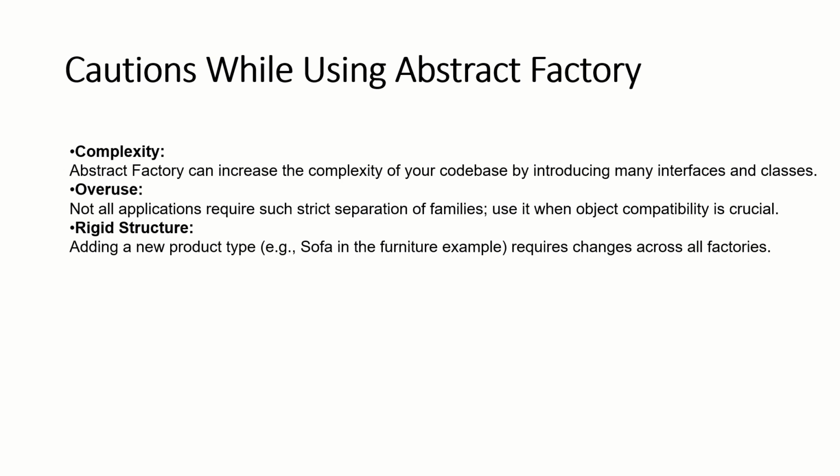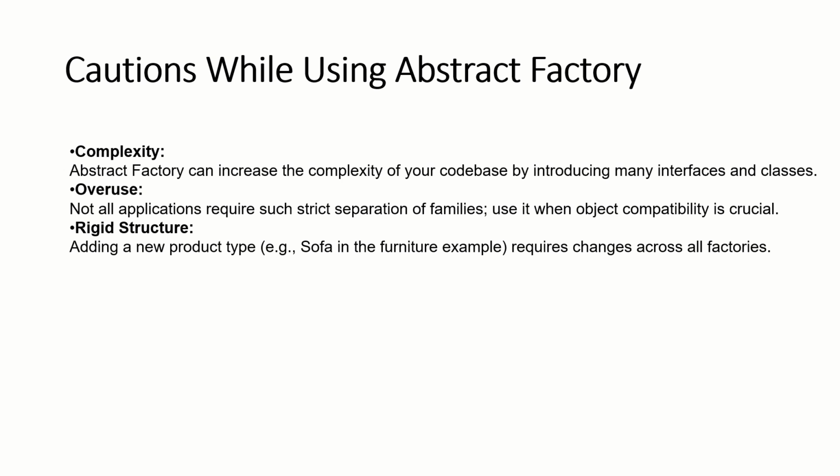Now, the second is overuse. Not all applications require such a strict separation of the families. Use it when object compatibility is crucial. And then the third one is rigid structure. Adding a new product type, for example a sofa in the furniture example, requires changes across all the factories. So make sure that you have a clear requirement about your application, and then only implement this kind of design pattern in it. If it is required, then only implement it.